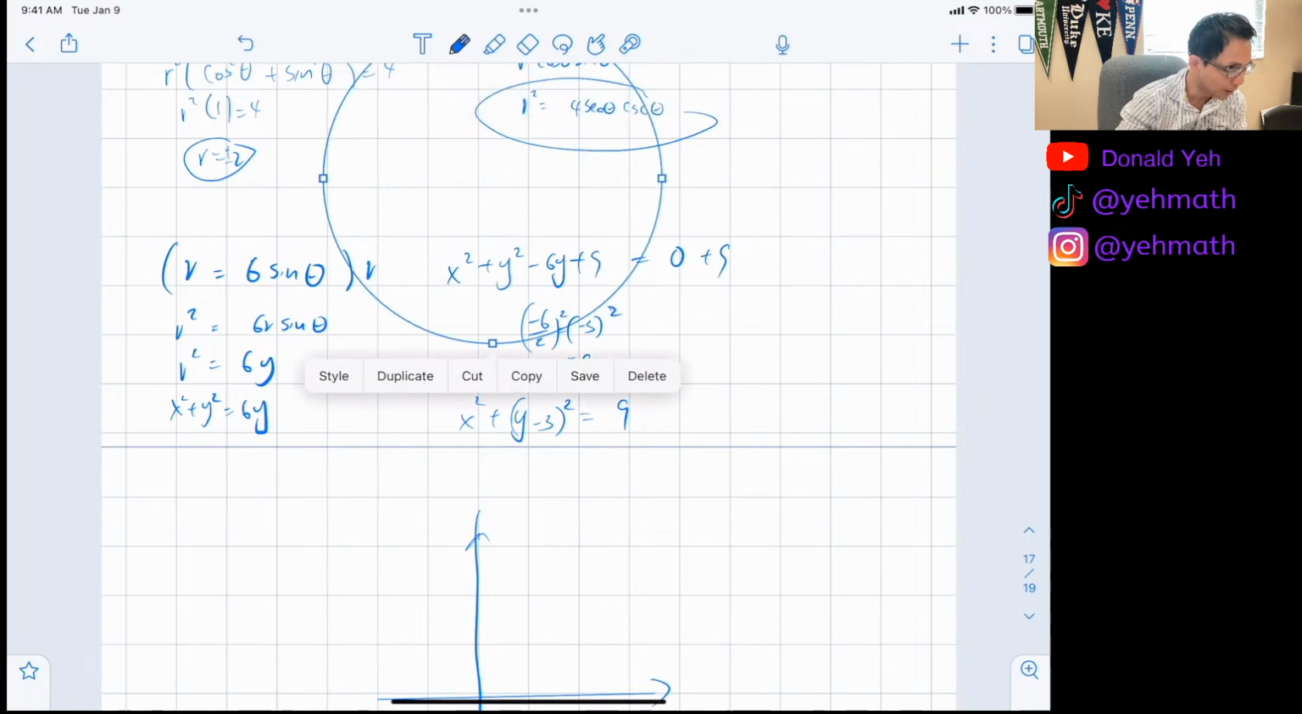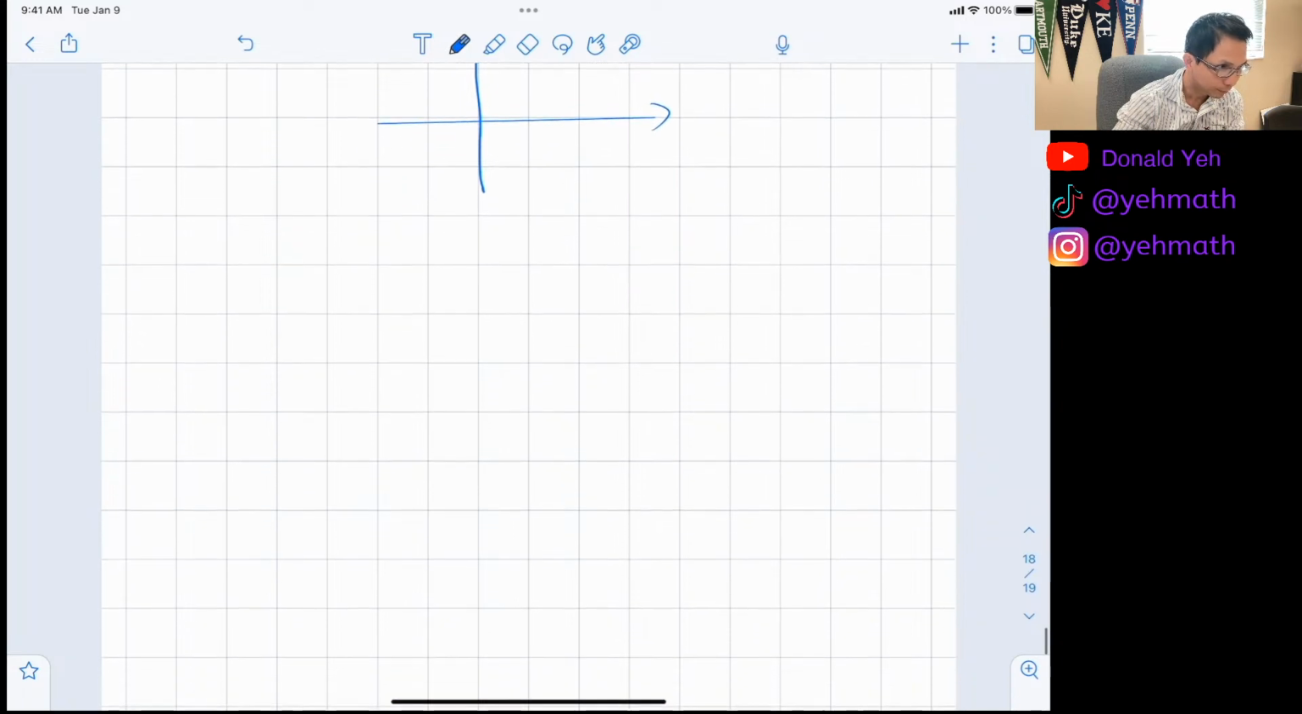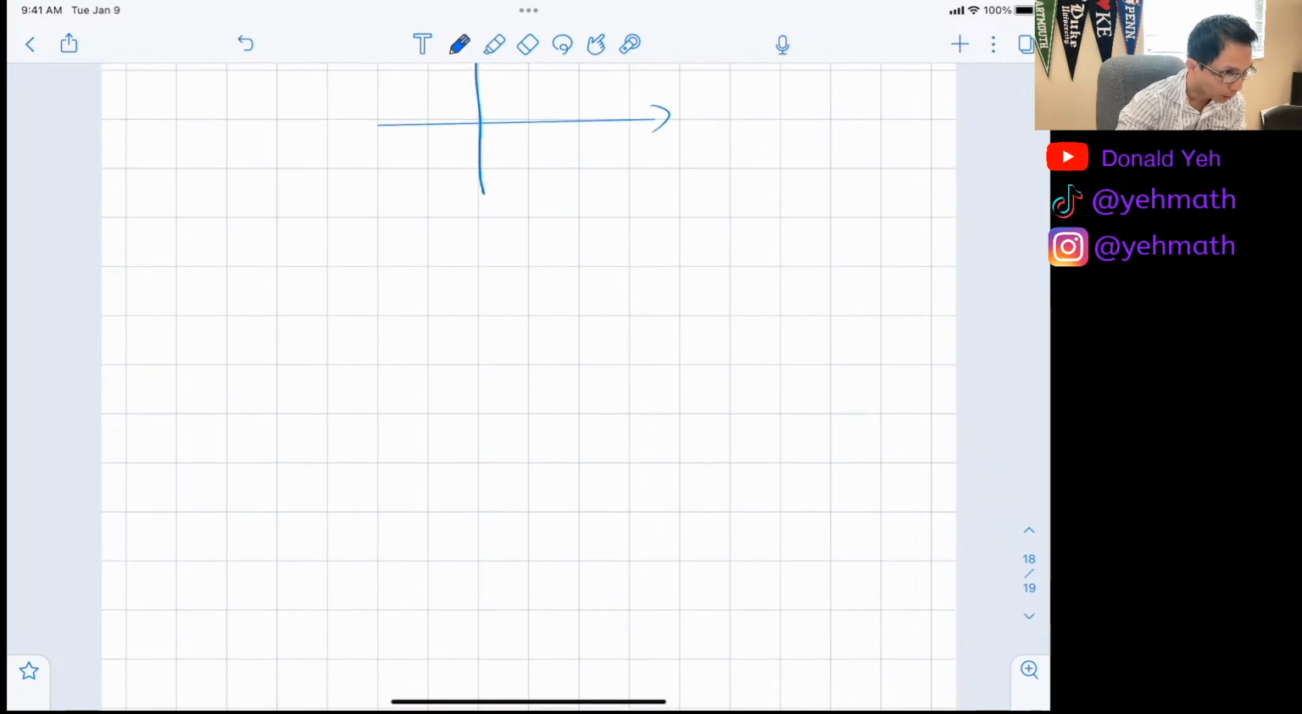Now I'm gonna give you a question. What do you guys think? r equal to secant of theta tan of theta. This is a very, very famous equation. Familiar.